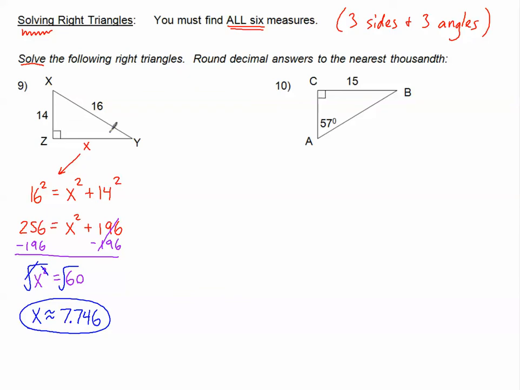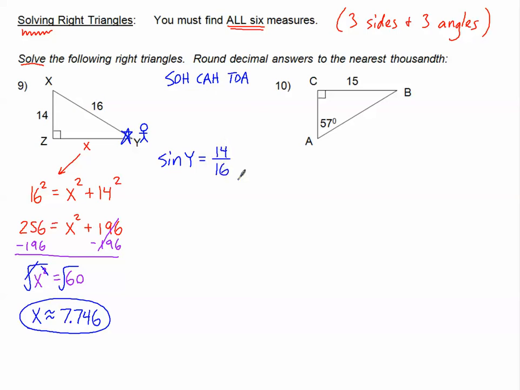I need my 2 missing acute angles. I'm going to choose this time to stand here. I need to choose one of the acute angles to stand on. I'm going to stand on angle Y. I still have my SOH CAH TOA, and if I'm standing on angle Y, I'm given the opposite side and the hypotenuse. Opposite and hypotenuse is my sine. So I'm going to set up an equation using my sine ratio. This is angle Y that I'm looking for, and the sine is 14 divided by 16.